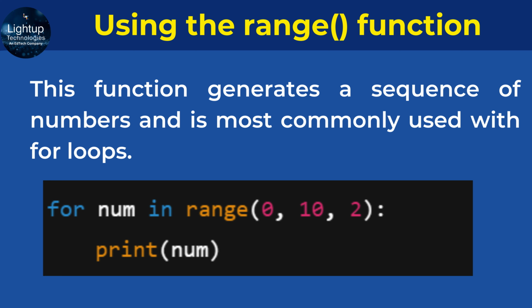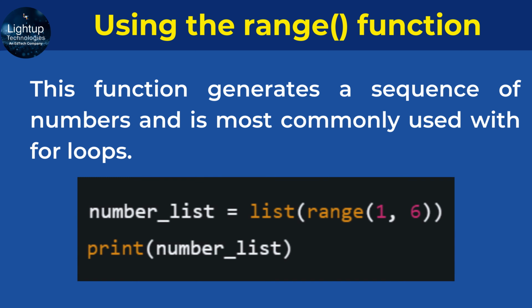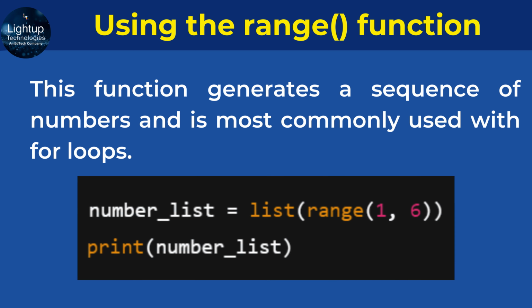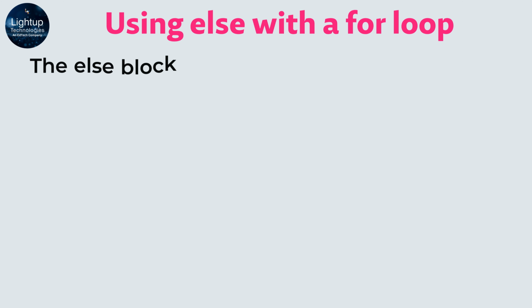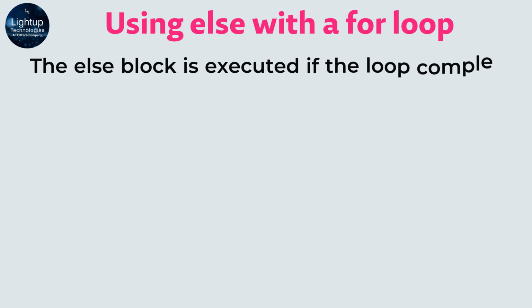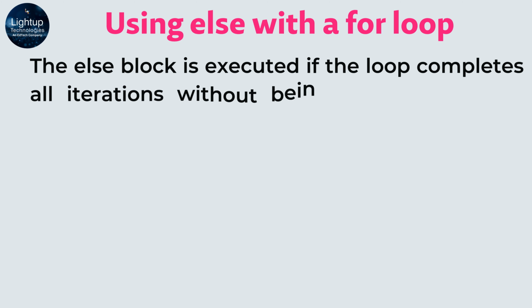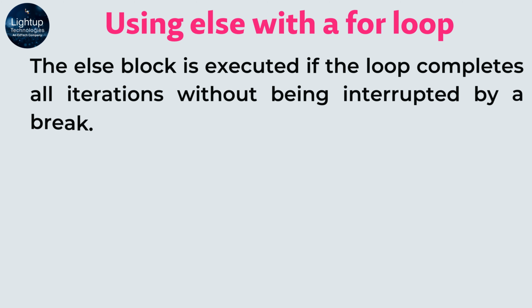The range function is memory efficient because it generates the sequence of numbers on the fly, rather than storing the entire sequence in memory. And remember, if you need an actual list, you can convert the range to a list using the list function. Did you know you can also use the else statement with a for loop? It's true. The else block is executed if the loop completes all iterations without being interrupted by a break.